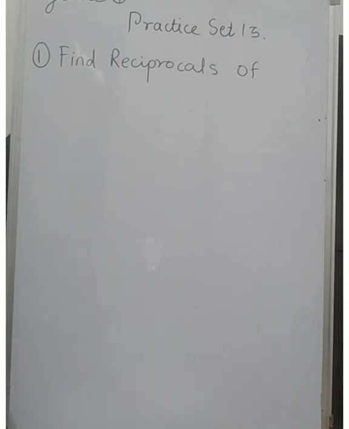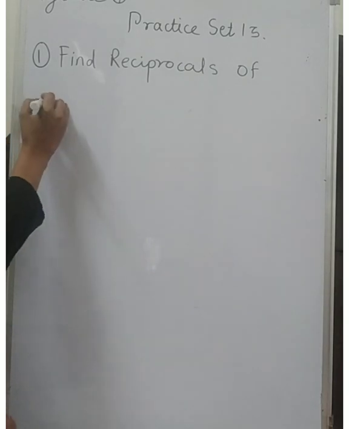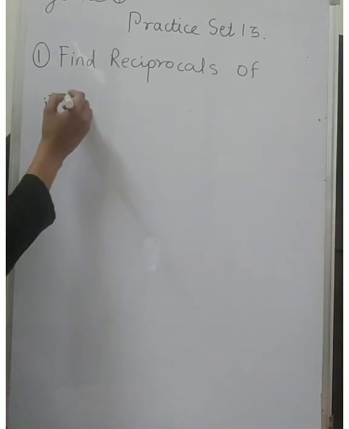Yesterday we learned how to divide. Yes, division of fractions. And today we are solving this practice set 13. So the first question is, what is the reciprocal of the following numbers? We need to find the reciprocal of the numbers, and the first number is 7.